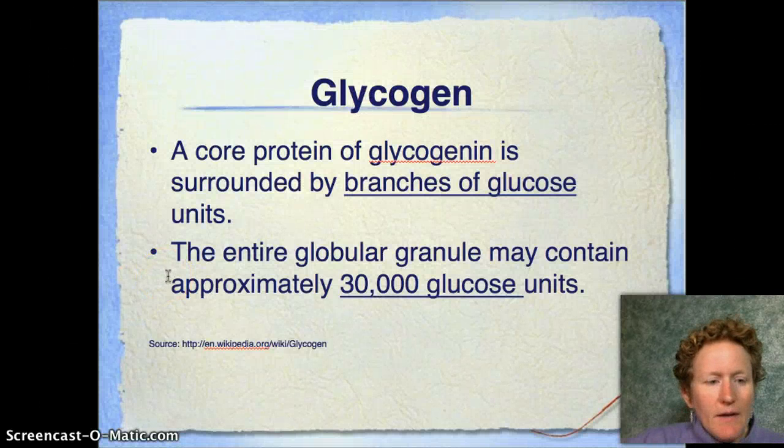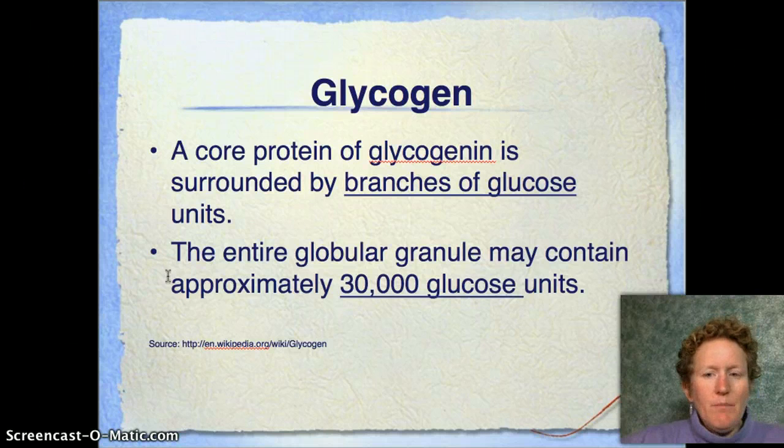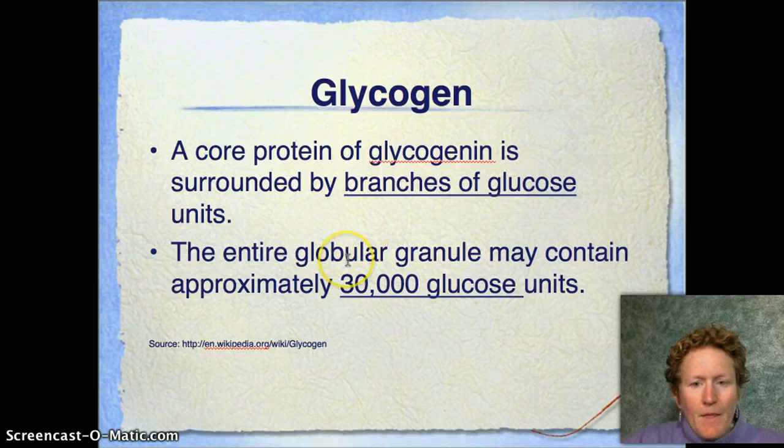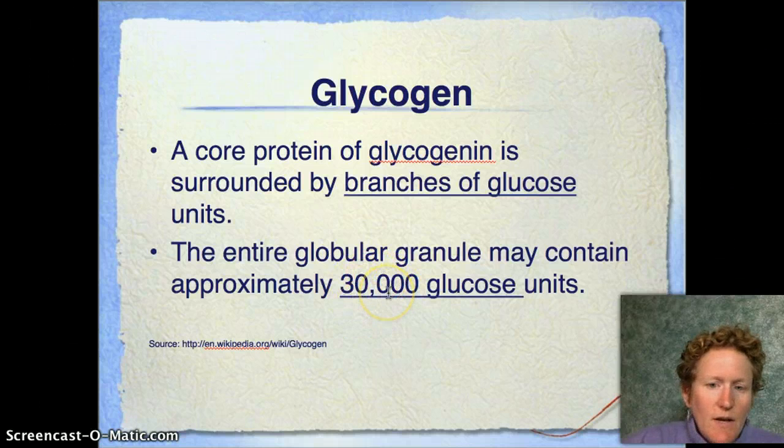Glycogen is how animals store their extra glucose in big molecules for long-term storage. There's a core protein inside the glycogen molecule. It's surrounded by branches of glucose. And the whole globular granule may contain 30,000 units of glucose. That's 30,000 little glucoses stuck together.